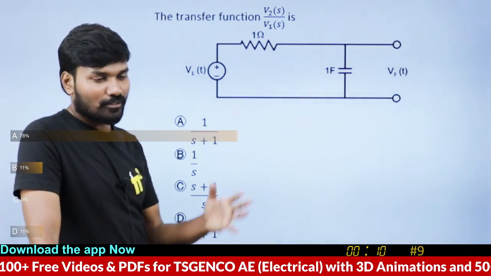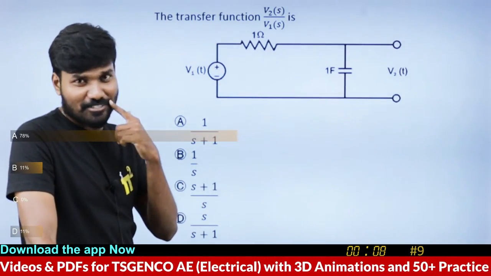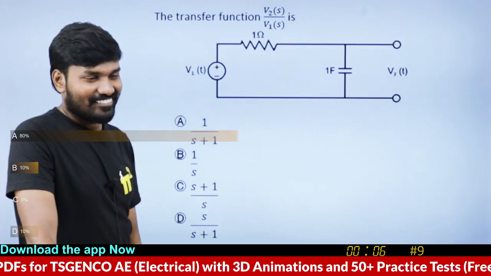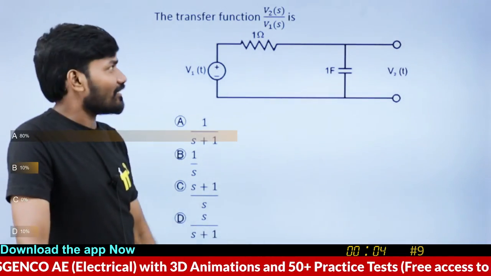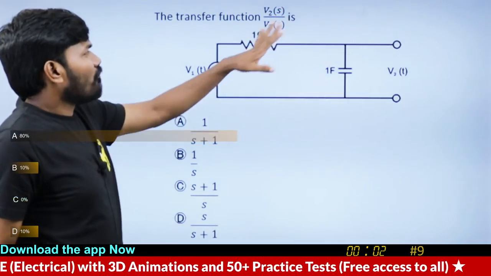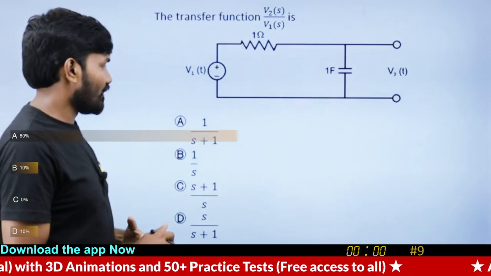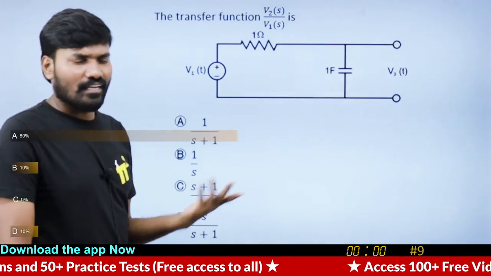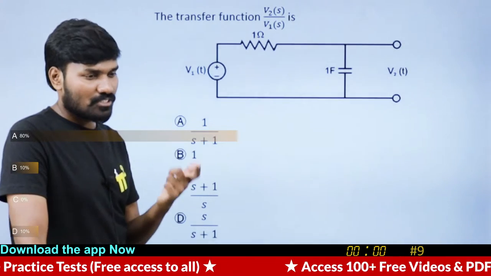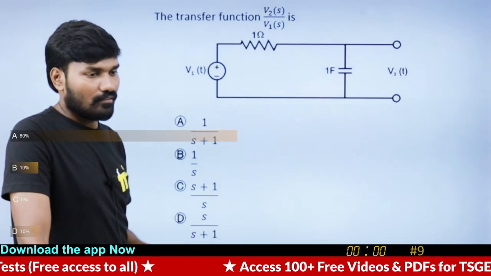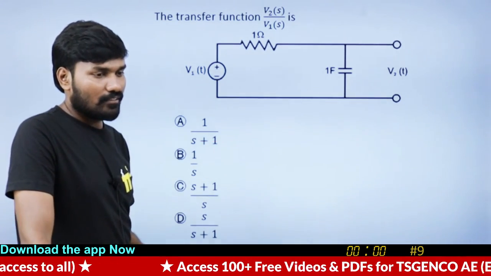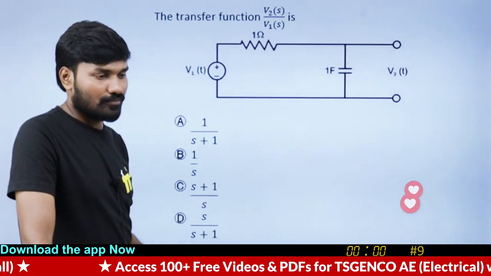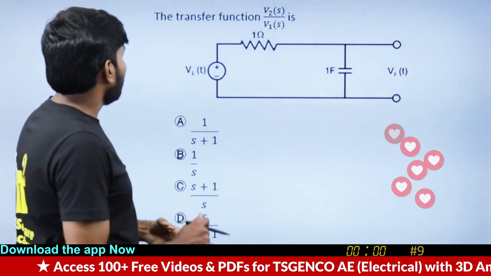Don't worry when you look at the term transfer function. It's an easy one. It is given clearly, V2 of S by V1 of S. That's it. It's not asking for frequency domain; rather, it is asking for S domain. A little bit of change. That's a good response. Let's see. Your time's up.